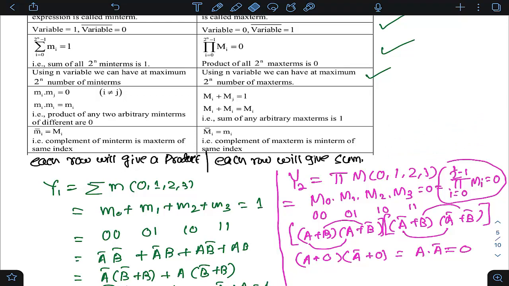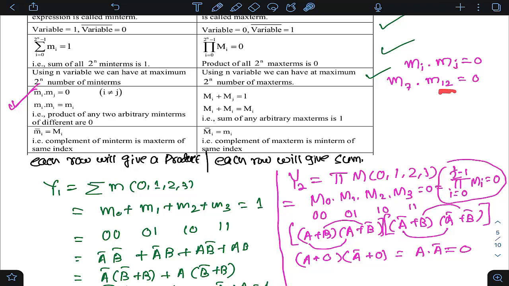Now, the next property is this one. This is an important property. We'll be using this to solve some problems. What this property says, students, is that minterm i dot minterm j is equal to 0 if i is not equal to j. Let us take an example. Let's say minterm 7 ANDed with minterm 12 is equal to 0, by this logic, because i is not equal to j.